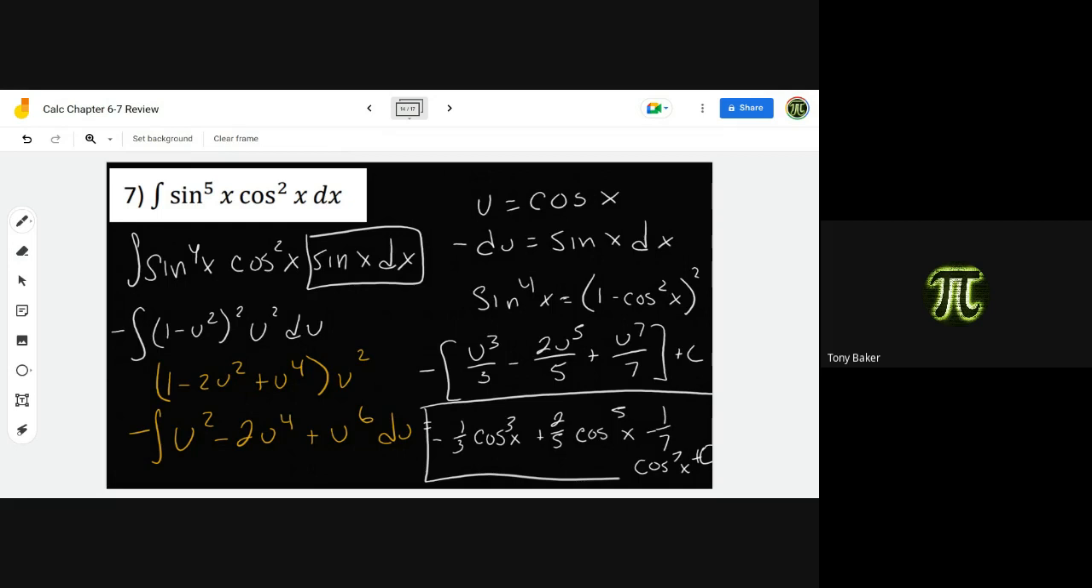Minus 1/7, right? Yes. That's minus 1/3. Yeah, minus 1/3 plus 2/5 minus 1/7. And the plus C at the end. It's always plus c. Even if it's minus, it's always plus c, because the constant can be anything. And we don't know what it is, so you always just do plus c.